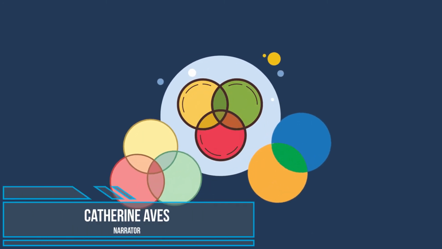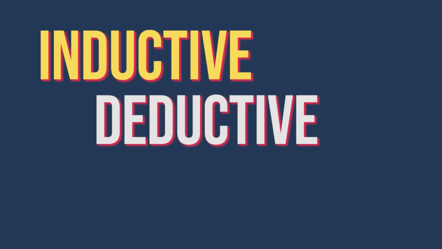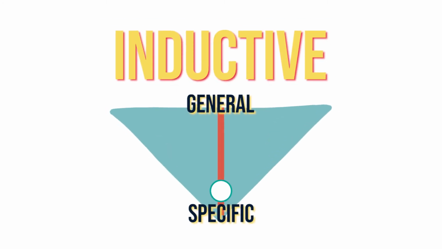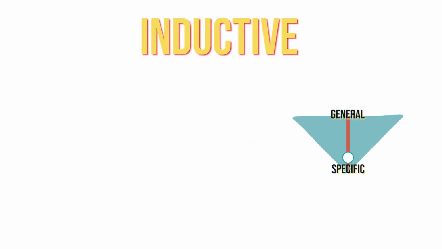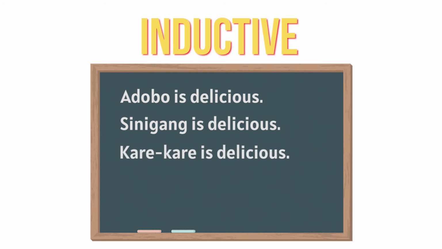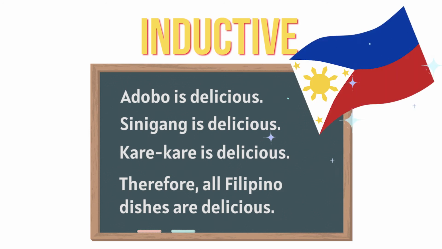Other than Euler diagrams, we can also test the validity or invalidity of an argument using inductive or deductive reasoning. Inductive reasoning is the process of reasoning from specific instances to a general statement. For example, adobo is delicious. Sinigang is delicious. Kare-kare is delicious. Therefore, all Filipino dishes are delicious.